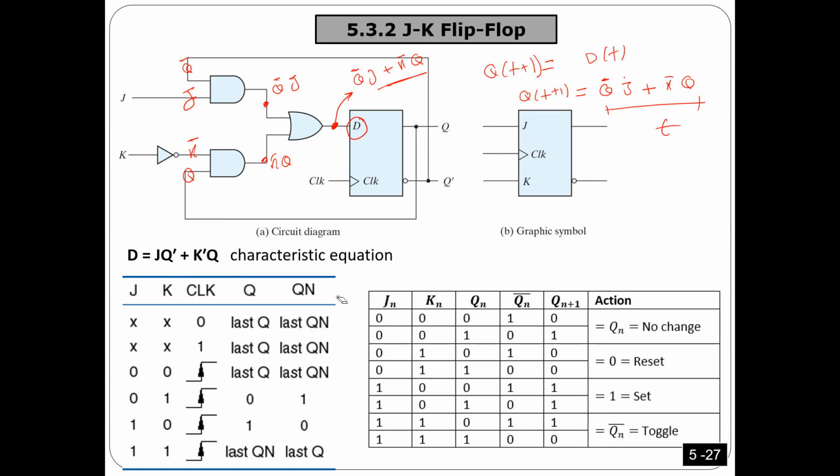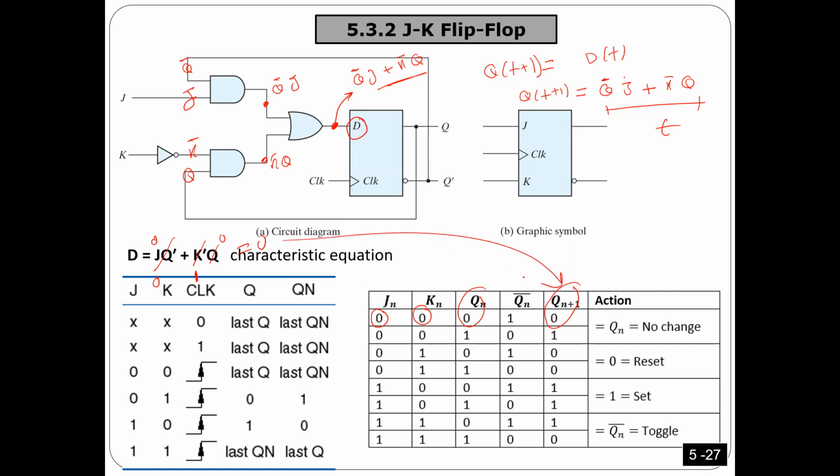The first example, when J is 0, K is 0, and the current Q is 0, the equation has to give you 0 here. So if you put 0 here, regardless of anything else, this one is 0. Now K prime here is 1, and Q is 0, so the result is 0, as you see here.